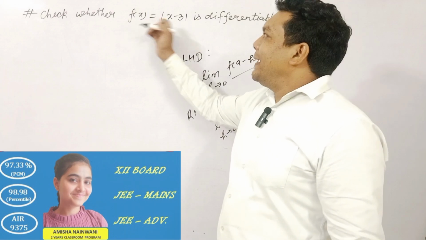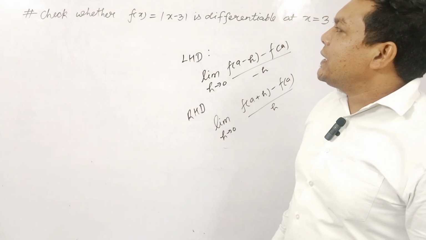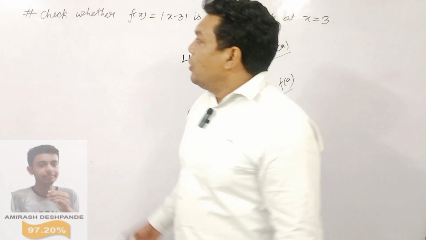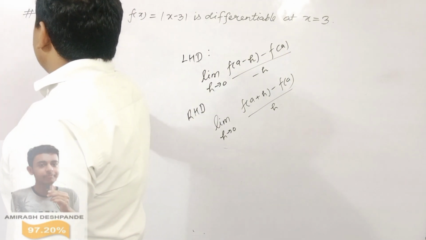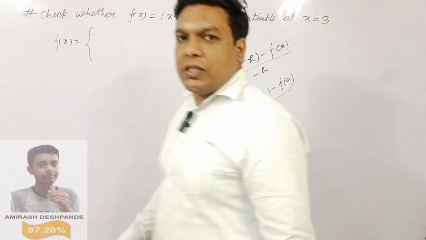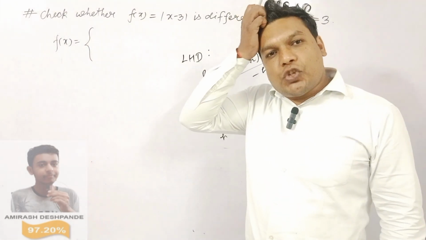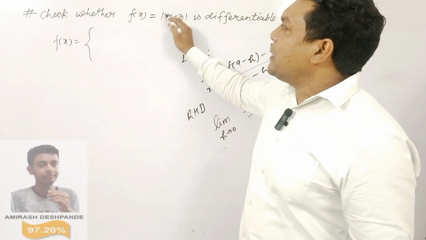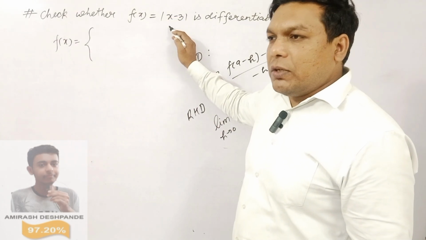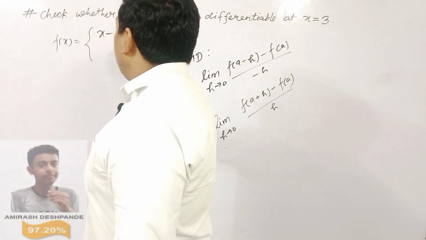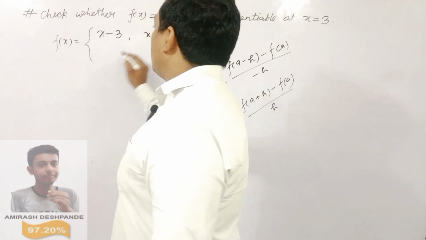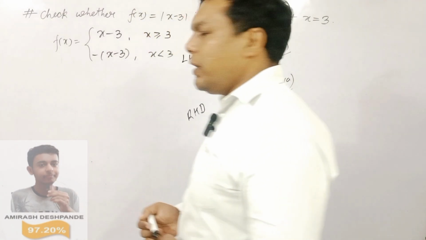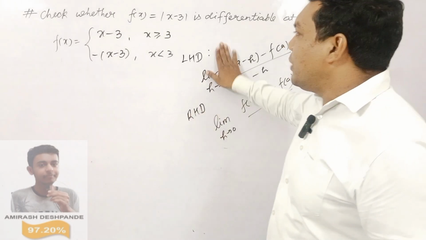So now we have an example: we have to check whether f of x equals mod x minus 3 is differentiable or not. The function is given to you, f of x equals mod x minus 3. If you break the definition of mod x minus 3, what will it be? If you put a number greater than 3 here, it will always give you a positive value. So it is x minus 3 if x is greater than or equal to 3, and minus of x minus 3 if x is less than 3.